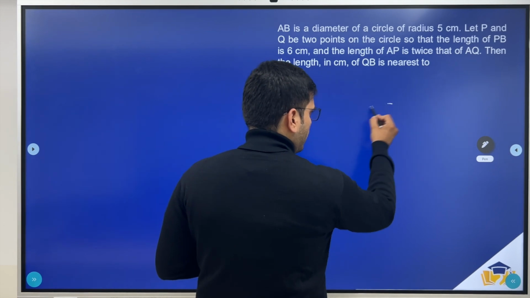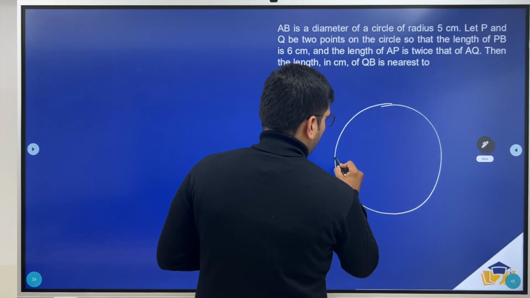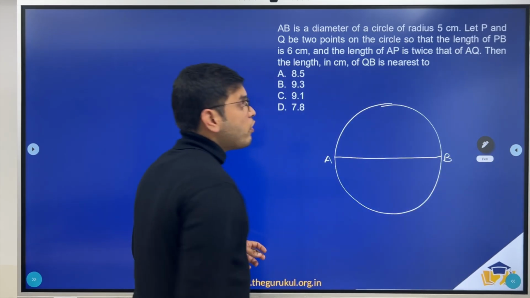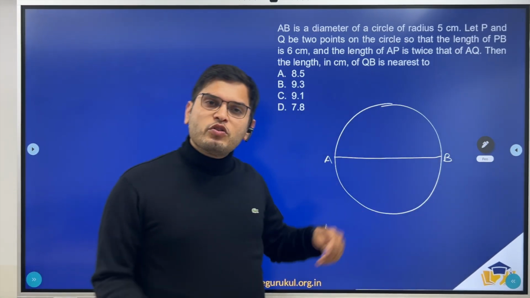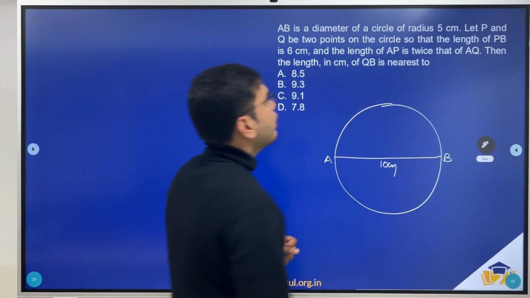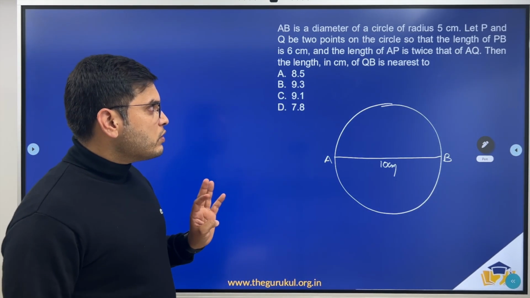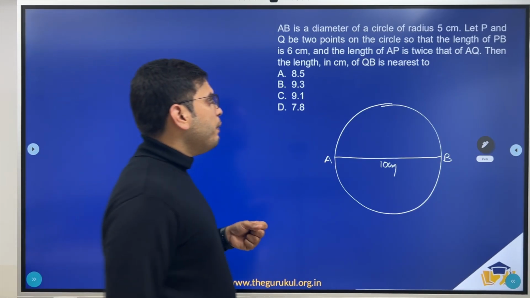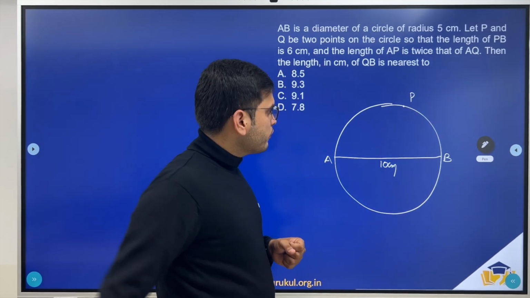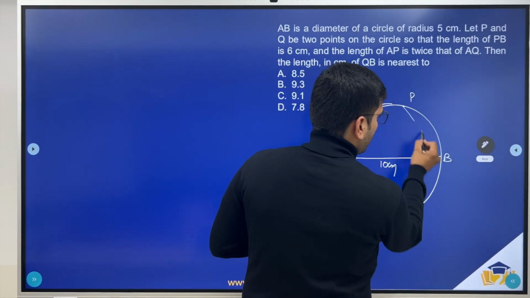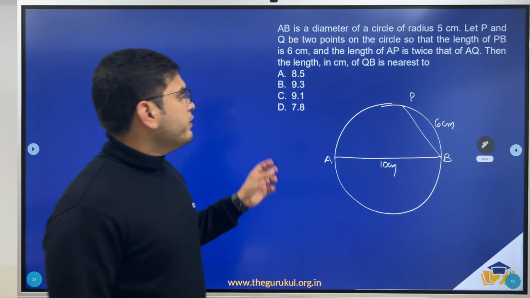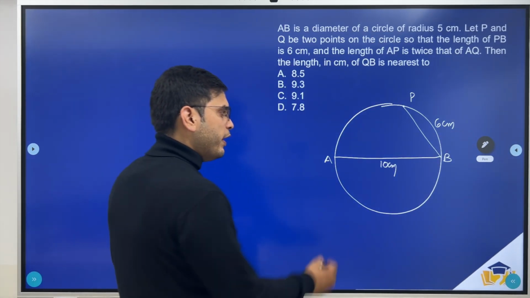So we have a circle, AB being the diameter of that circle, and the radius of that circle is given to be 5 centimeters. So the diameter would be 10 centimeters. Now let P and Q be 2 points on the circle so that the length of PB is 6 centimeters. So let me consider point P here. Now this is given to be 6 centimeters. And the length of AP is twice that of AQ.